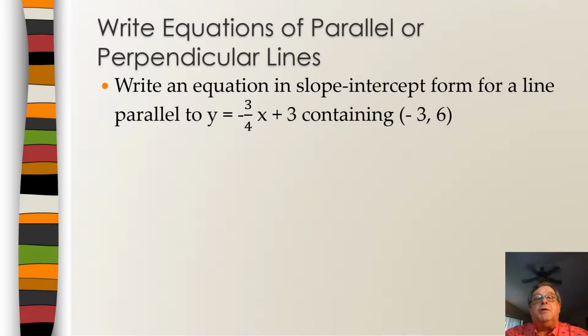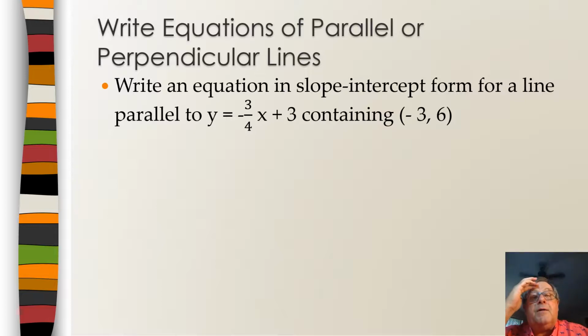Our skills and using it to write equations of parallel or perpendicular lines. Now, we know, or should know, if not, this is going to be a review, that if two lines are parallel, they have the same slope. And if two lines are perpendicular, the slopes of the two lines are negative reciprocals of each other, so that if you multiply the two slopes together, the product would be -1.